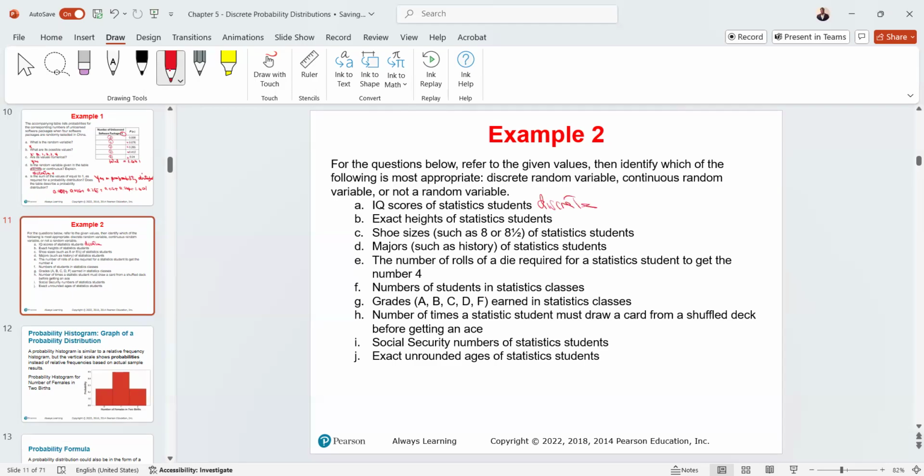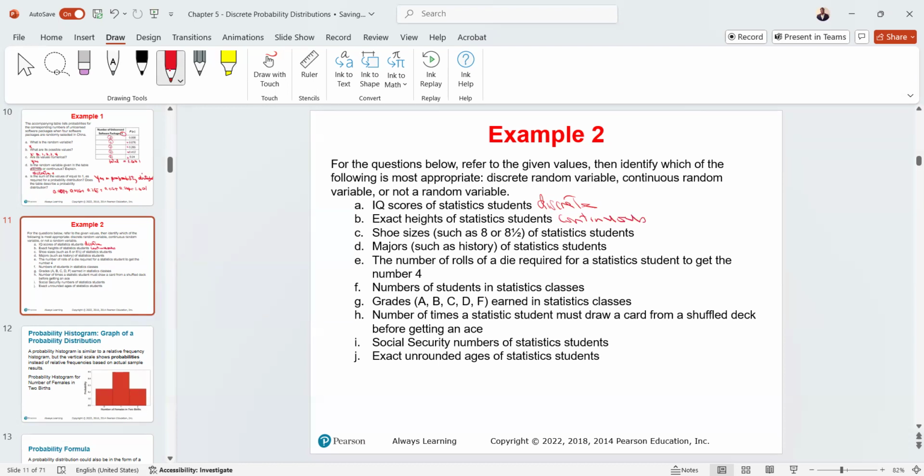And exact height of statistics students: the height can be 8.5, 6 point something, 6 feet and 11 inches, 5 feet and 9 inches. So we can have so many different ones, also with a lot of indefinite fractions. So we can consider these numbers to be a continuous random variable. This one is continuous.